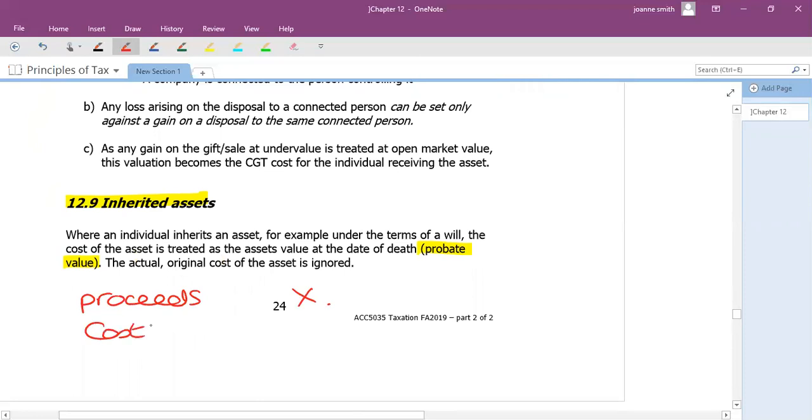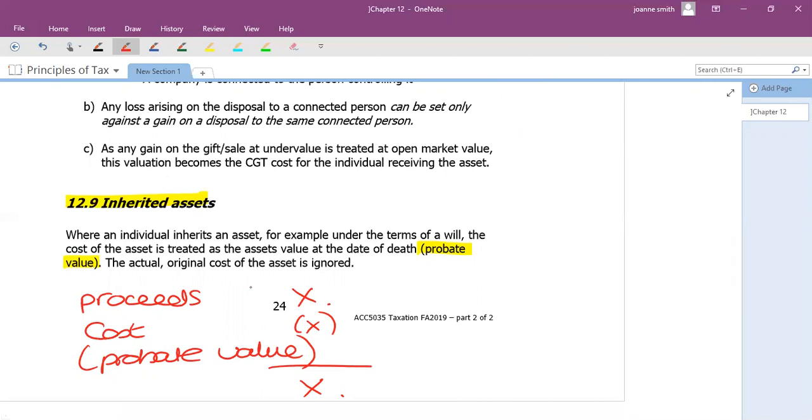Now, in reality, your cost is 0 because you've had these for free. But what we're allowed to deduct is the probate value. So when you know what that probate value is, you can deduct it before you work out your gain. So it's a good thing to have, because if you didn't have it, then you would deduct nothing, and therefore you'd be taxed on all of the proceeds rather than truly what the assets gained in value. So that's another little one that you might see.